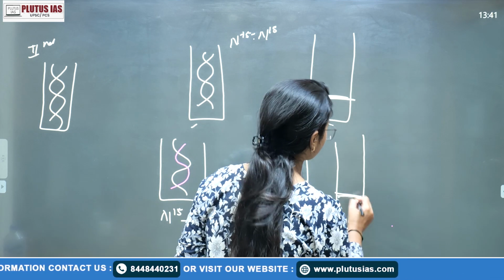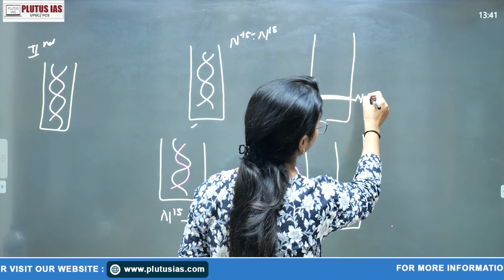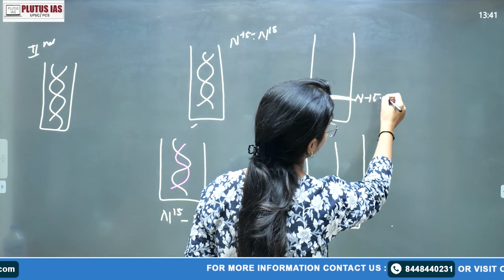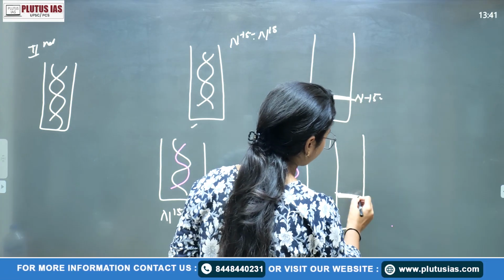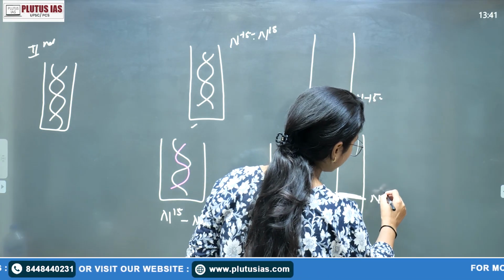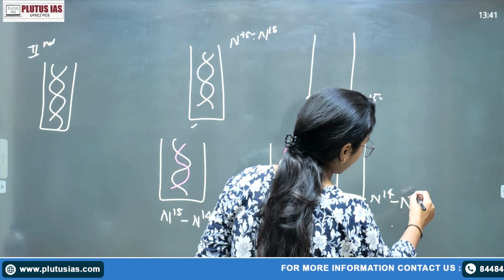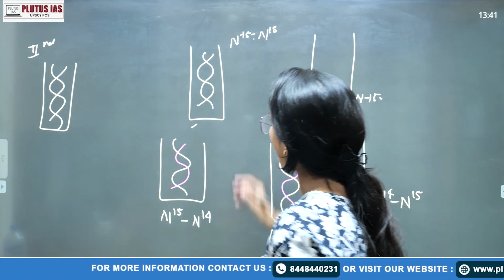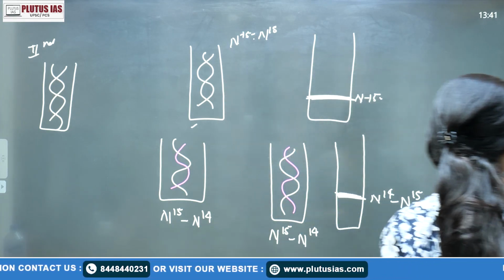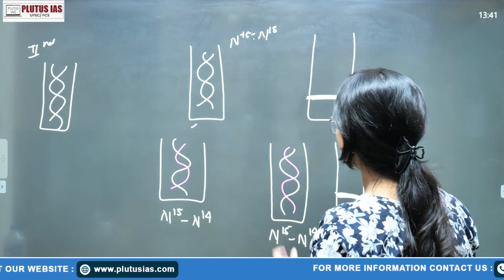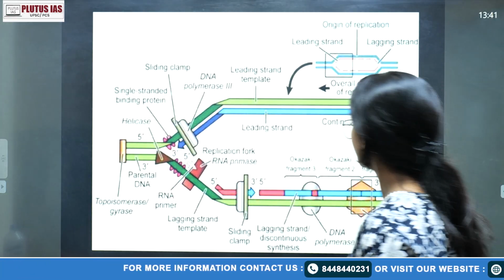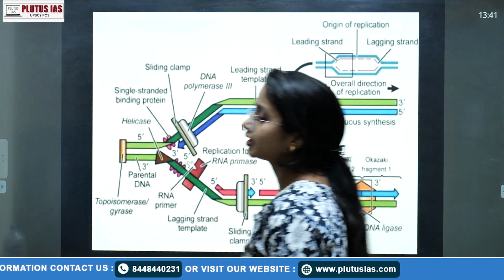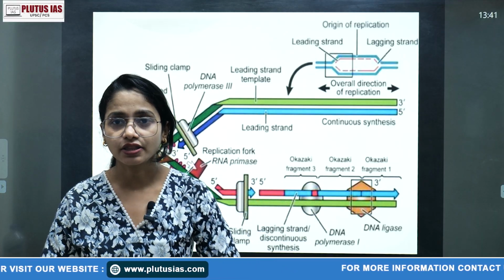This is a hybrid. Here we are getting N15 basically, and here we are getting the N14 and N15 hybrid, right? That is showing that half of the parental strand is conserved, which is the semi-conservative type of replication. So today we are going to talk about DNA replication in prokaryotes and eukaryotes.